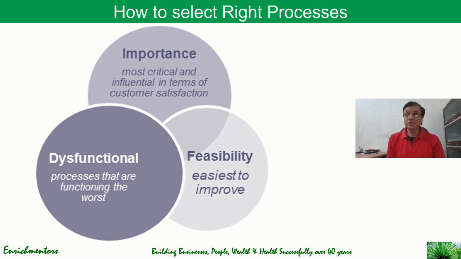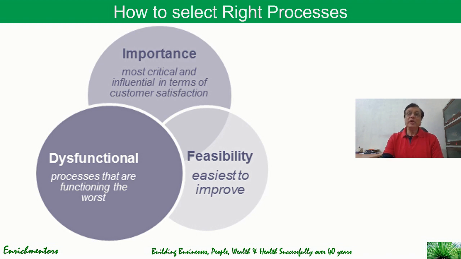And the third thing we need to look at is the feasibility to improve, the low-hanging fruits, the ones where you can quickly make improvements in those processes which are most dysfunctional and important, and you are able to do that quickly working along with the client, because the proof of the pudding is in the eating, right? So the faster you can deliver the value to the client, the happier the client will be, right?